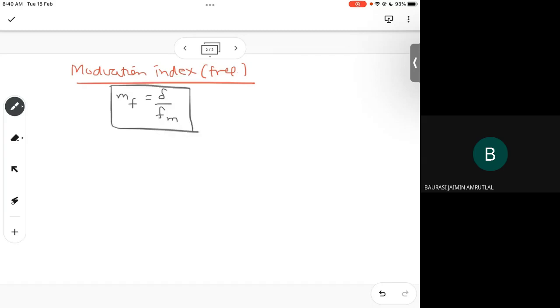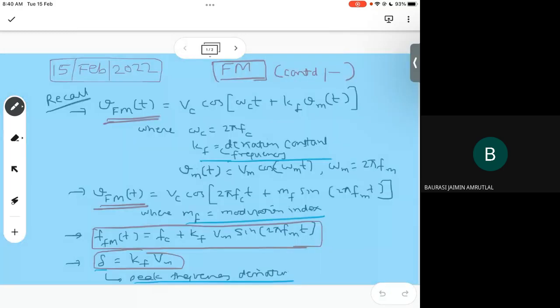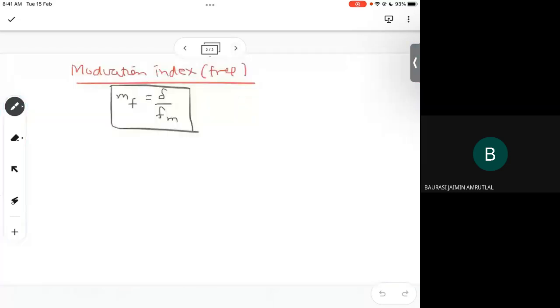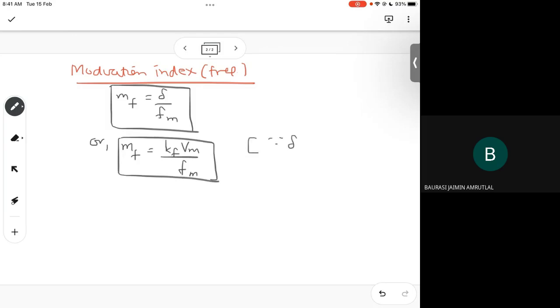So there is a relation to what we have learned, the delta part, which is KFVM. Now, if you notice here, delta is given by KFVM. So if I substitute this, I can also write it as KFVM over FM, because we have learned already that delta is nothing but KFVM. So this is the simple modulation index.